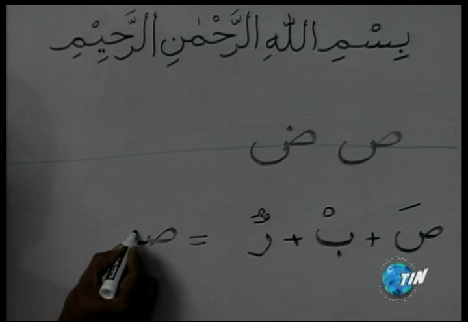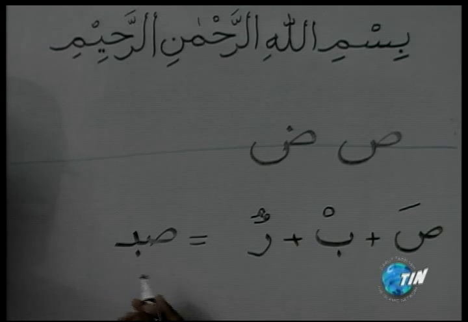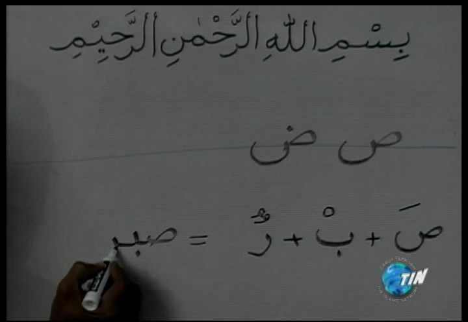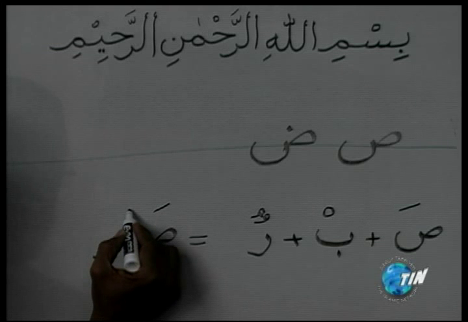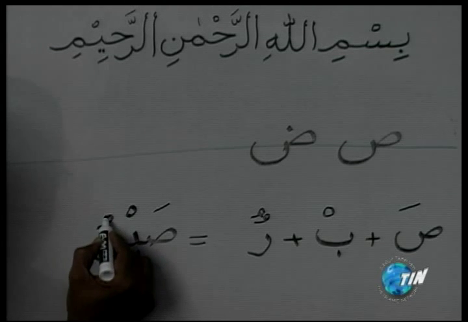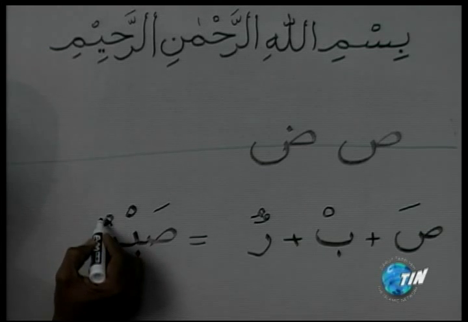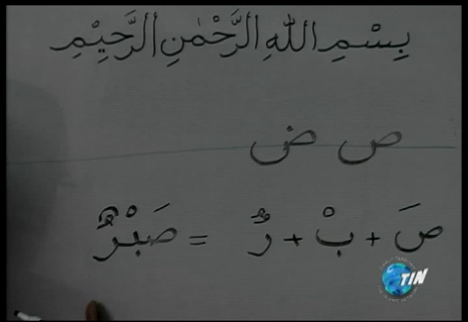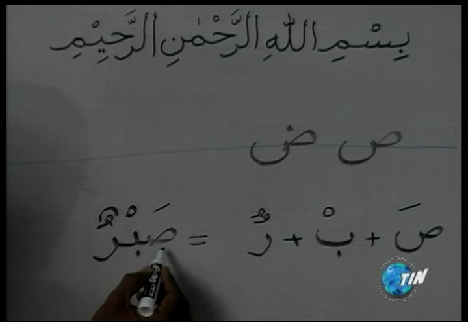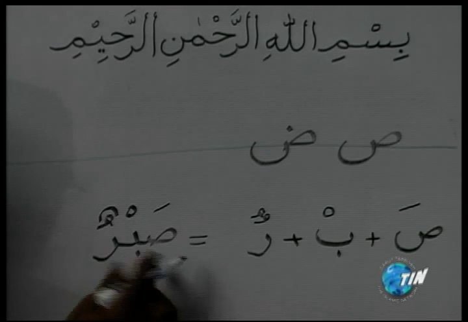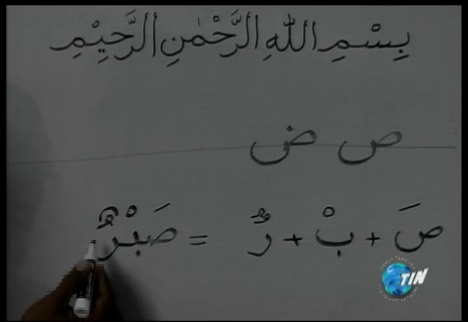So we take half of the Ba, which is this part here, put the dot there, and then we have the letter Ra. So it should look like this. Then I put in the vowels and a double vowel. Tanween Dhamma can be written like this one here, or if I want, I can do it like this. There are different ways of writing the Tanween Dhamma. Good. So we have Sod, Fatha, Ba, Sukoon gives me Sob, and the Ra, Tanween Dhamma gives me Run.